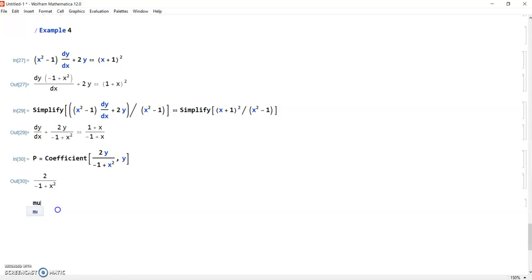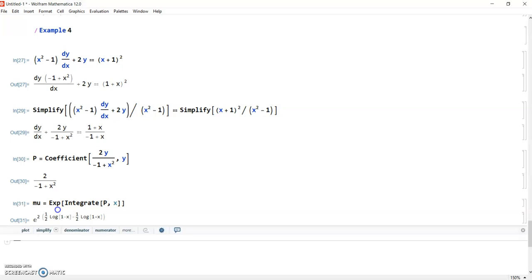So now we can find the integrating factor mu, which is the exponent of the integral of p with respect to x, and then close. Yeah, so this is the integrating factor in this case.